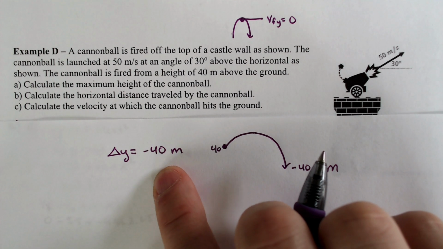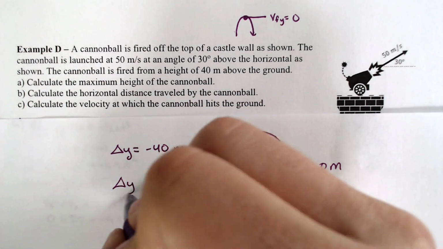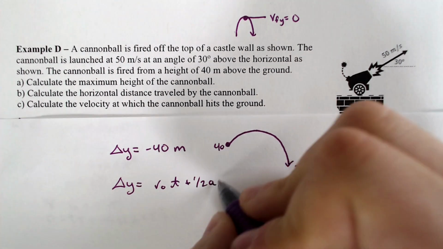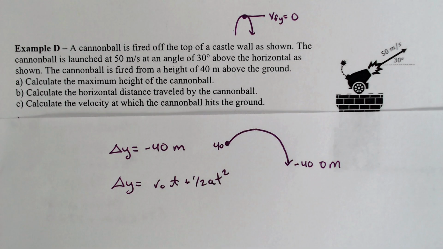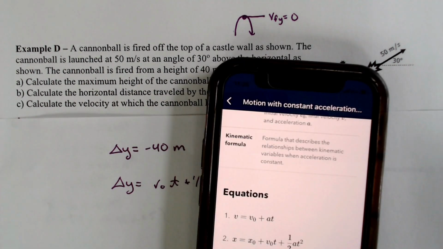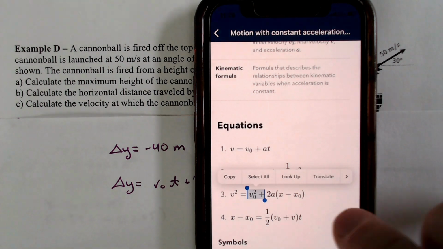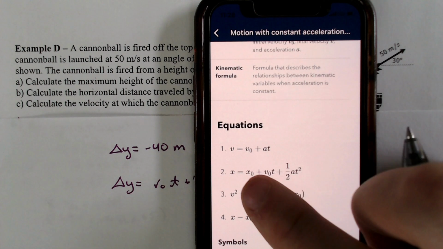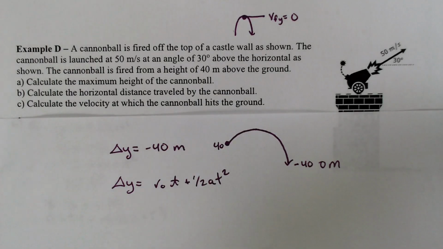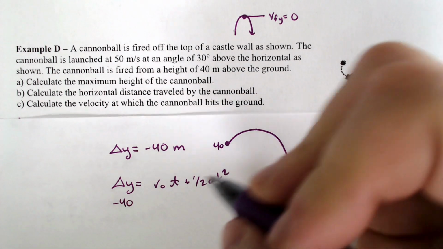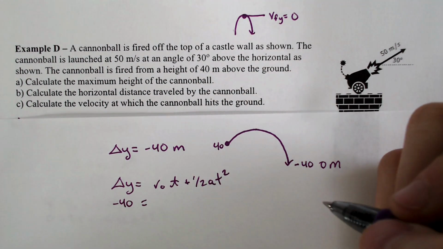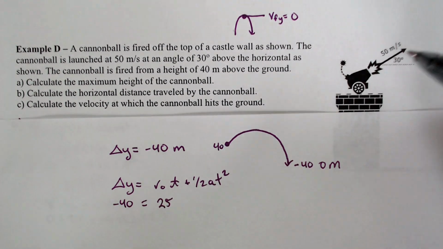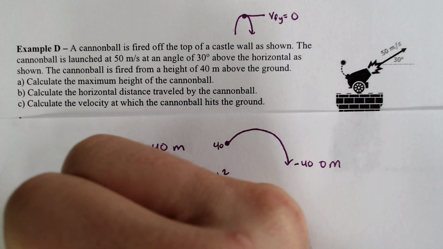All right, let's do a little bit of math here. The delta y formula is equal to v sub 0 times t plus 1/2 at squared. These are all from your kinematic equations. It's the delta x one, I just changed it to delta y, because we're dealing with the y component. Delta y is equal to negative 40 equals v sub 0. What is the initial velocity? Well, the initial velocity, again, was 25, because it was v times sine theta.